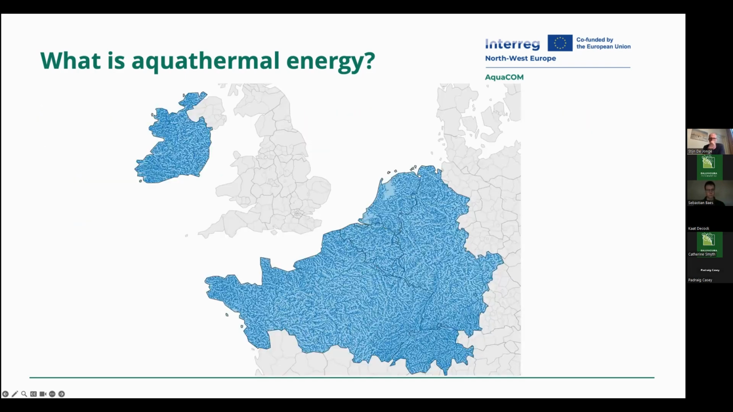If you just evaluate and plot all the waterways we have in Northwest Europe, then you really see a very blue map where you have very thin lines of rivers. So it means that we as people live very close to waterways. And it's of course logical.